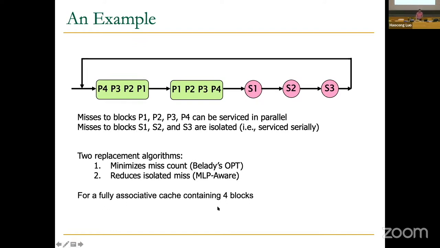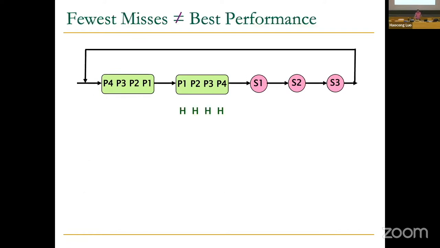And we're going to look at a fully associative cache containing only 4 blocks, a single set, if you will. You can also think about it that way. So basically, what we're going to demonstrate is that fewest misses is not going to lead to the best performance in this sort of access pattern. And how do you demonstrate that? Let's look at Belady's optimal.